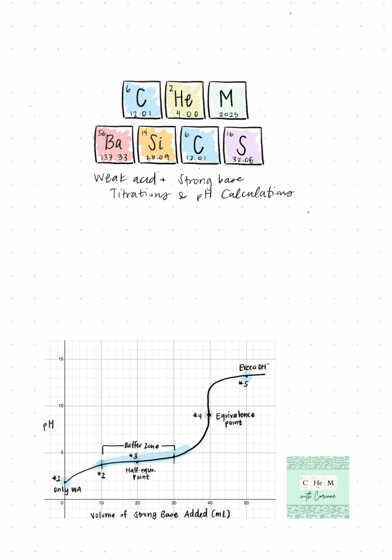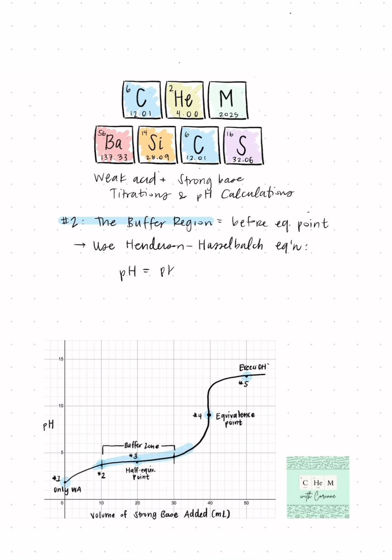Now we're going to move into the buffer region, and this is just any point on the curve before the equivalence point. And in this region, you're going to use the Henderson-Hasselbalch equation, which is just pH equals the pKa plus the log of the conjugate base over the weak acid. You can use the concentration or you can just use the moles. So we're just going to have to use a BCA table, before, change, after, to find the moles of each of those. pKa is equal to the negative log of that Ka value.